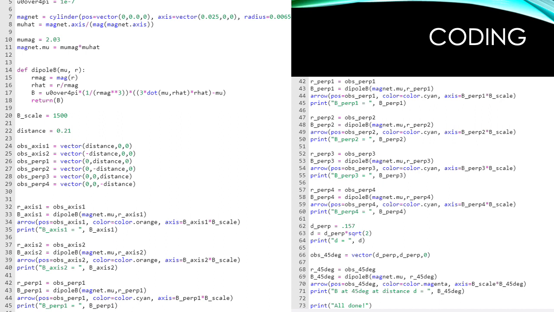Here's the coding for the experiment. The left side is where the code starts, and you can see the constants, the dipole, the distance, the scale factor, and the different vectors being created. And on the right side of the slide, you can see the application of the vectors to make the arrows that you will see on the upcoming slide.